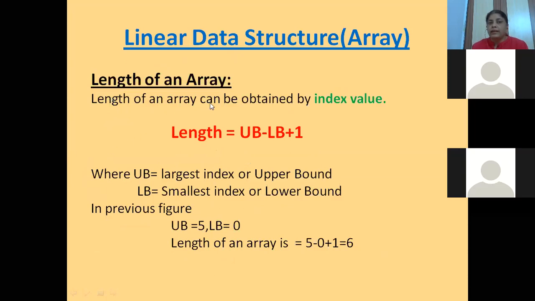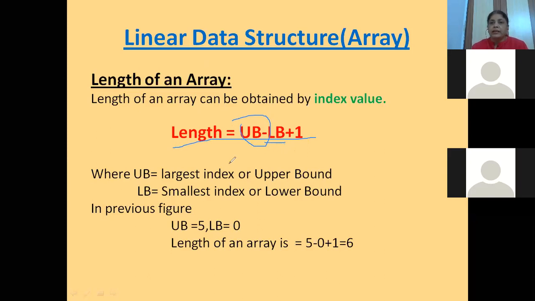So how to find the length of an array? This is the formula to find the length of an array. UB means upper bound, the highest value of your index. Lower bound is the lowest, meaning the first element's index value. It is not related to memory address.